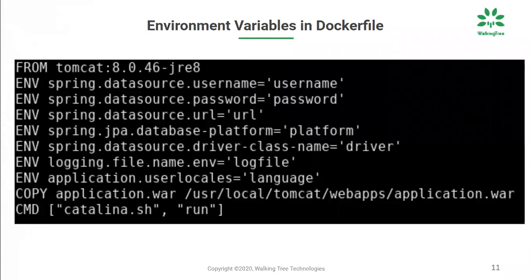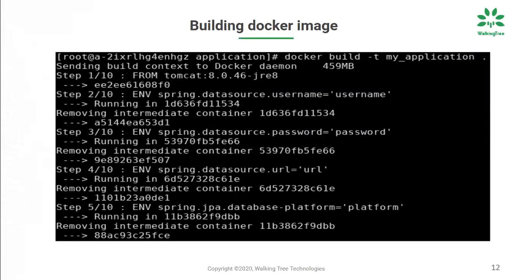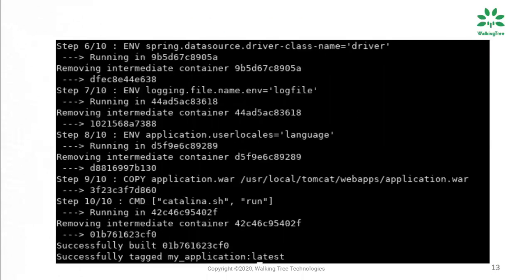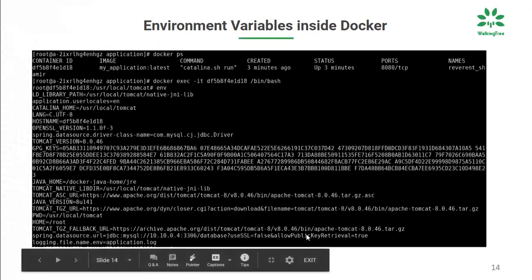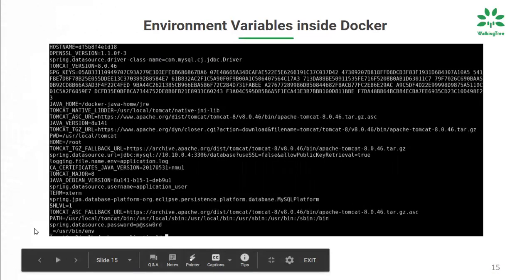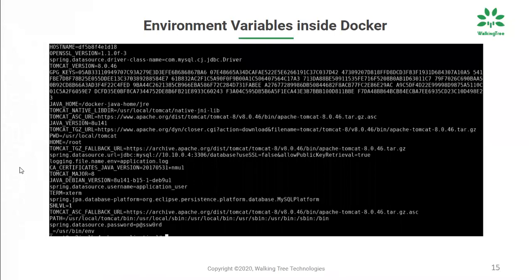I'm building the Docker image by using docker build, and the Docker image gets generated. When I run this Docker image and go into the container, I'm able to see certain variables. For example, you can see the application user locale, which I set as English while running the container. You can see the Spring data source URL, where I gave a simple URL. You can see the logging file name as application.log, which I provided while running it. You can see other configurations like the Spring data source password. The rest of the configurations are the default configurations for your Tomcat application.